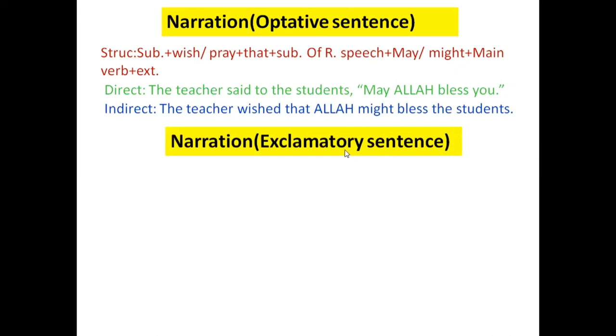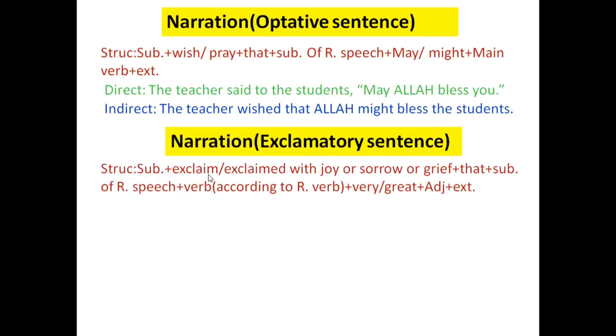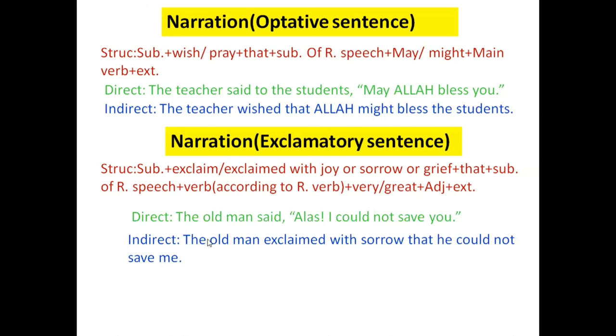Now we have come to exclamatory sentence. Let's see the structure. Subject plus exclaim or exclaimed with joy or exclaimed in joy or sorrow or grief plus that plus subject of reported speech plus verb according to the reporting verb plus very or great plus adjective plus extension. Here is an example. The old man said, "Alas, I could not save you." In indirect speech, the sentence turned into: The old man exclaimed with sorrow that he could not save me.